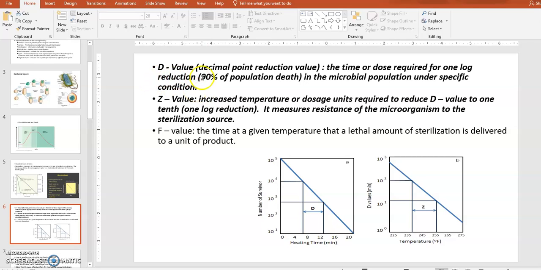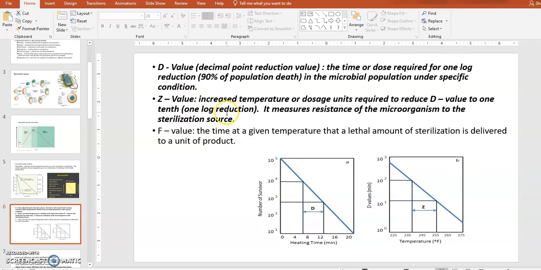You need to look at the D value, which is the decimal reduction value. It is the time or dosage required for getting 1 log reduction of your bacterial cells when they're exposed to your treatment. So here's the death curve. It's the time required to get a 1 log reduction, from 10 to the 4th to 10 to the 3rd. How much treatment is required for that? This is the D value. It could be a temperature instead of the time. Again, that could be a D value if that's the case.